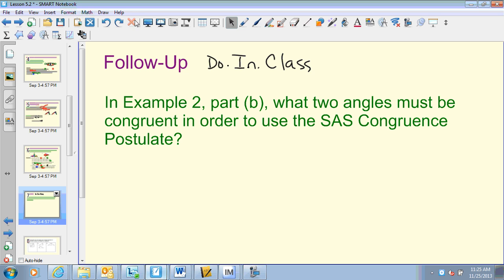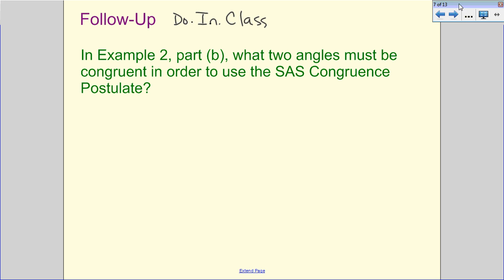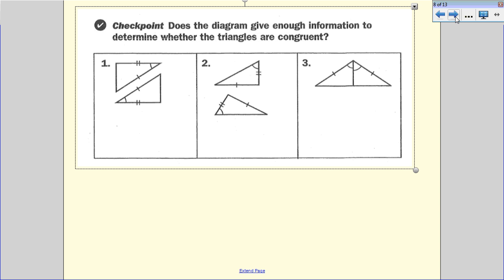All right, so here we go. We're going to do that together in class. The checkpoint, I am going to do one with you, and then I'd like you to do 2 on your own, and then we'll do 3 together in class. So number 1, does the diagram give enough information to determine that the triangles are congruent?